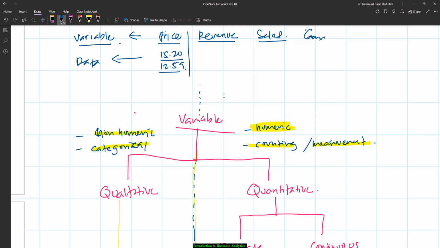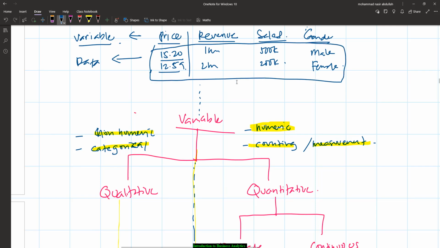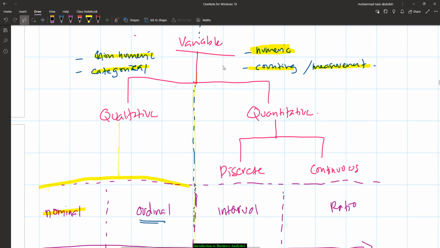Let's say gender, male, female. So this is what we call data. Revenue, 1 million, 2 million, sales, let's say 500k, 200k, for example. So all the values inside the variable we call data. So now let's look at the two types of data. We have qualitative data and we have quantitative data. Qualitative data, remember as I said before, is a categorical data.